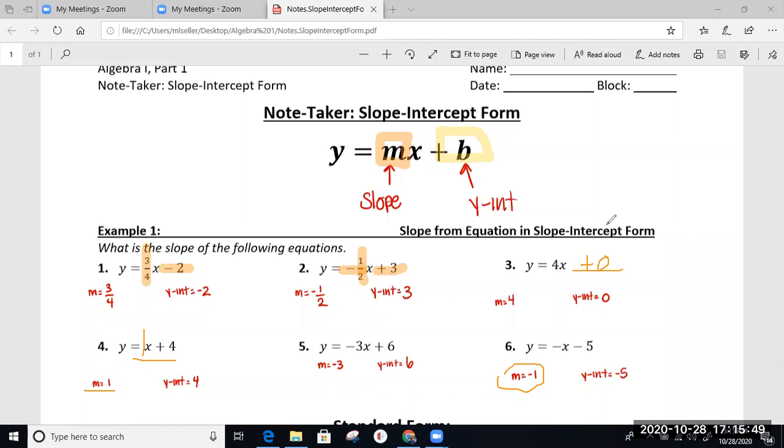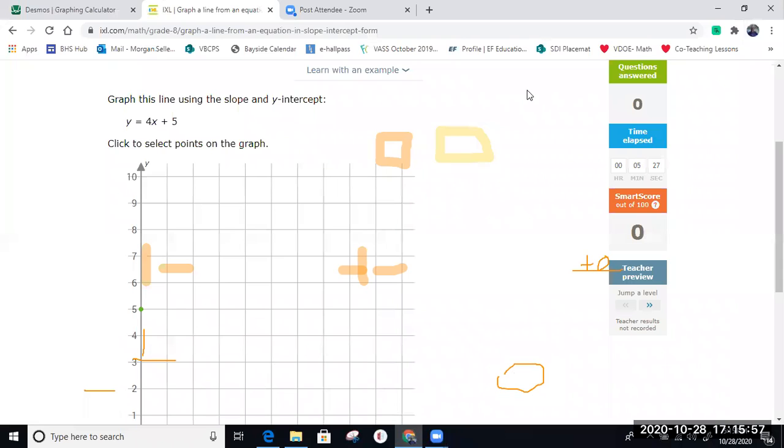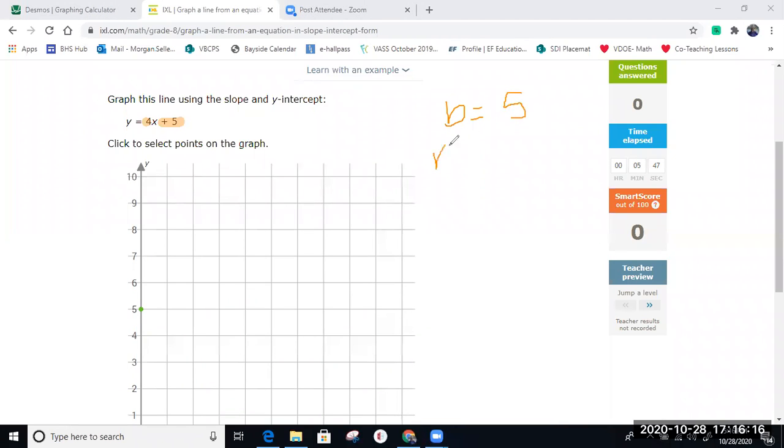Okay, so now I'm going to show you this in Desmos. I can't remember if I said that. Okay, so now let me go to IXL. There we go. For this one, like I said, first thing, our slope is 4, and our y-intercept is +5. So I'm just going to write b is a 5, and then our slope is a 4.